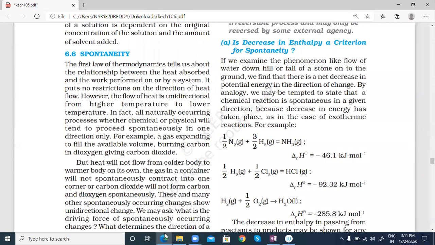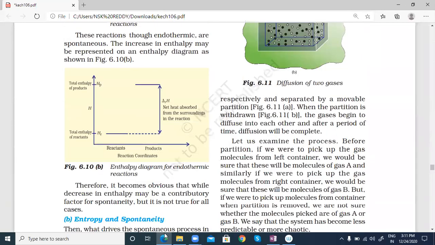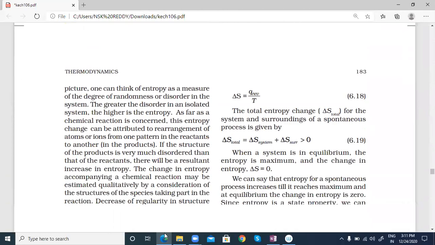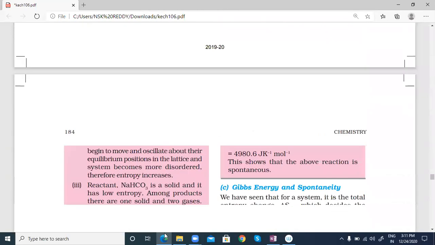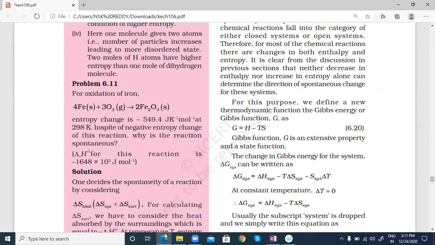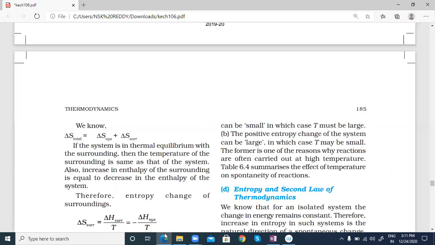Spontaneity is already covered. Gibbs energy also we covered, sir. Completed.